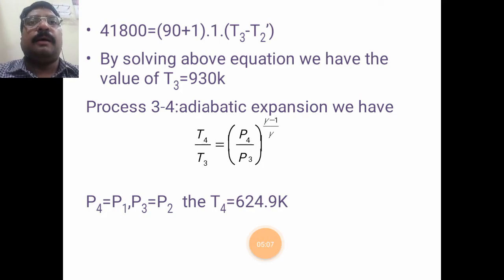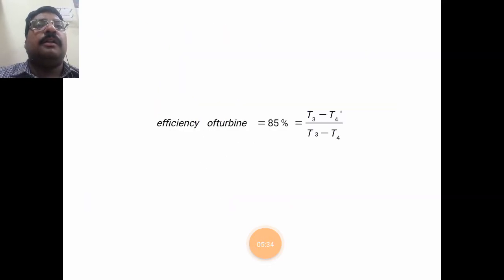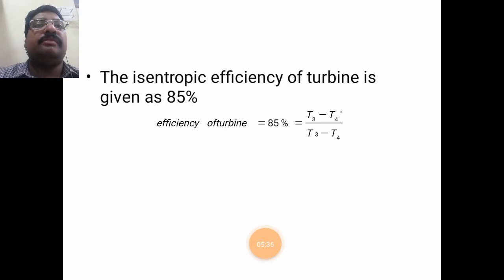The exit pressure of the compressor is equal to the inlet pressure of the turbine, that is, P3 is equal to P2. So if you substitute the values of P4, P3 and T3 in the above equation, we can determine the value of T4. That T4 is 624.9 Kelvin.